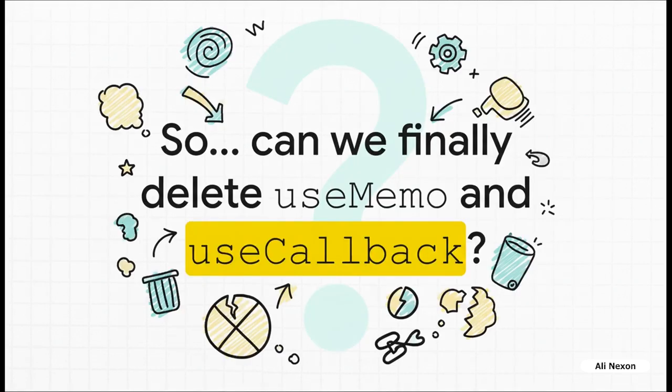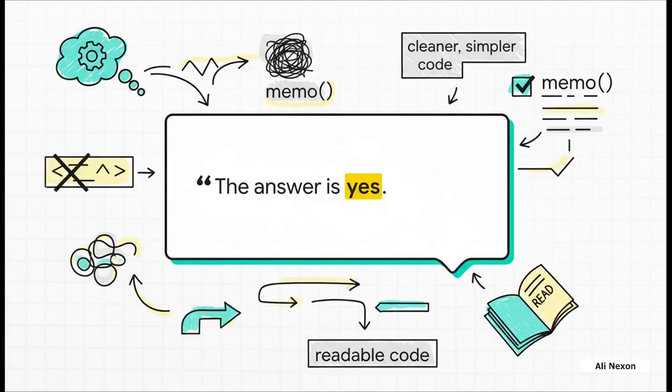Which, of course, leads us to the question that is on every single React developer's mind right now. Does this mean we can finally stop wrapping everything in useMemo and useCallback just to get good performance? Can we delete all that code? And the answer, straight from the React core team, is a huge resounding yes. With the new compiler, you can and you absolutely should remove your manual memoization hooks. The compiler has your back, it handles it for you, leaving you with code that's cleaner, simpler, and so much easier to read.